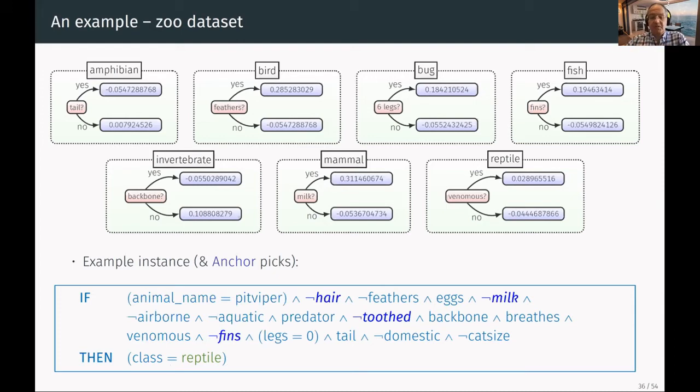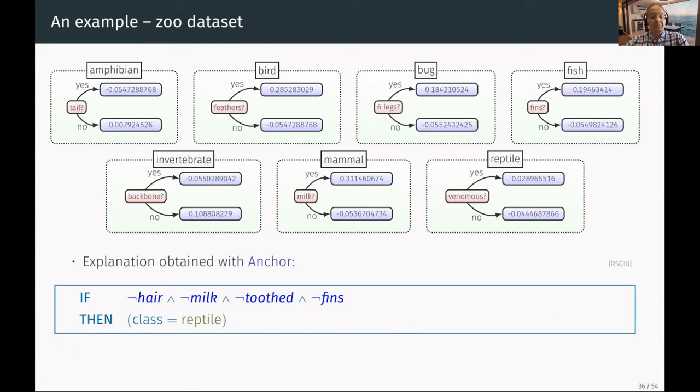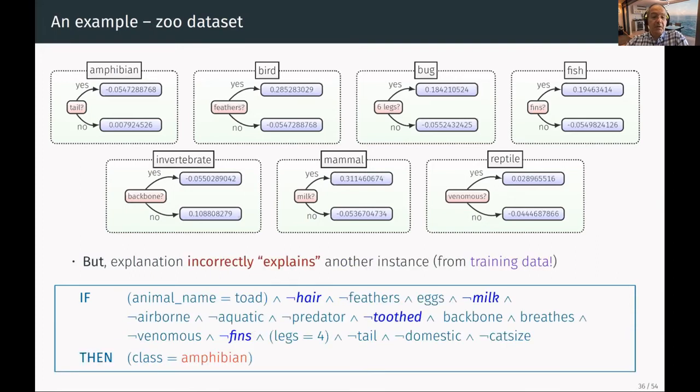Okay, so we can summarize Anchor by saying that the implicit rule is, well, if you have these features with these values, then you should predict reptile. Well, the problem is that even in training data, we found an incorrect explanation. So there is an example in training data where these 4 literals are true, and we should predict amphibian and not reptile. So this suggests the type of flaws that we can have.